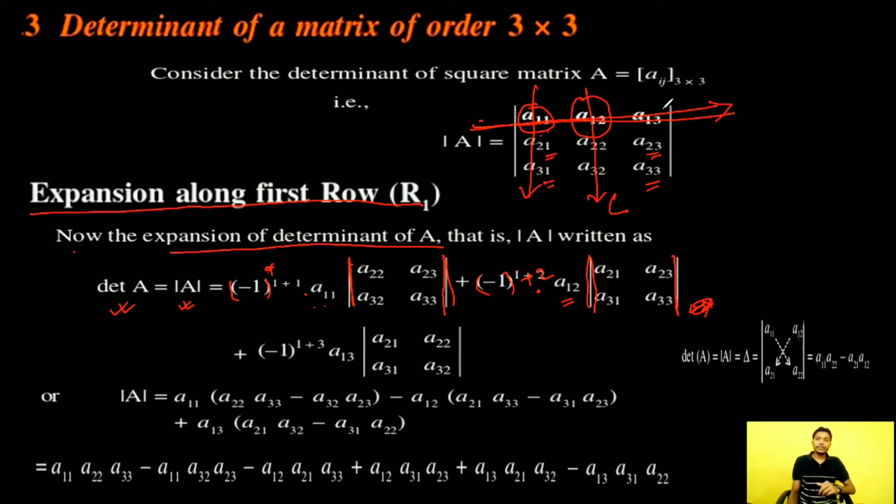And for this element A13, we will multiply A13 by minus 1 whole to the power 1 plus 3, and the determinant will be, if we leave the first row and third column, the remaining elements A21, A22 and A31 and A32 will be our determinant of this.